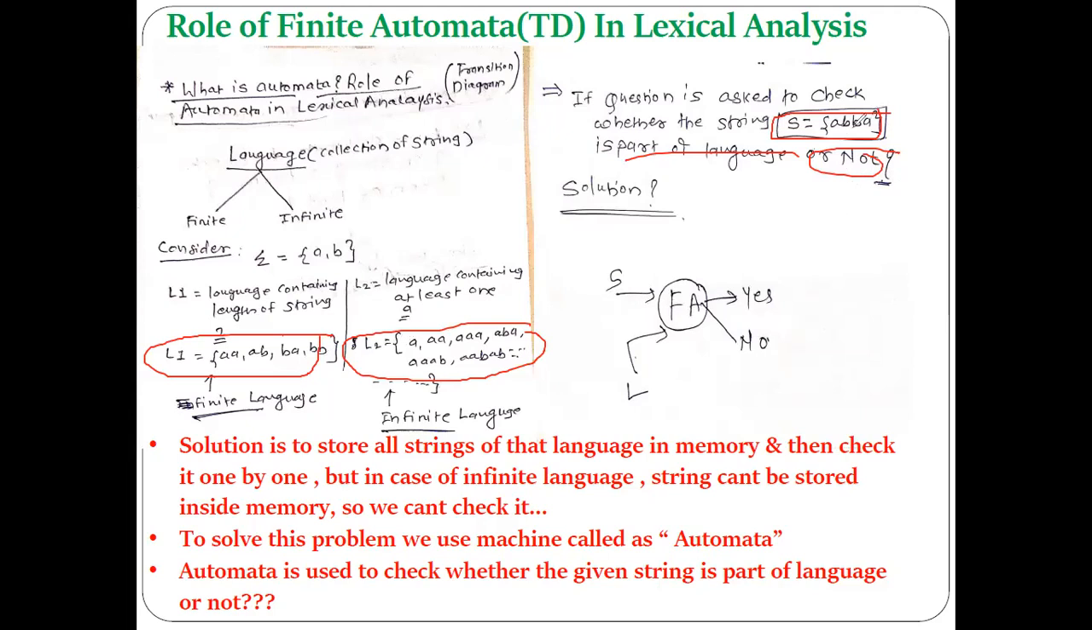Now if you try to check whether the string ABBA is part of this language L1 or not, we can easily see, is there any presence of ABBA here? No. ABBA has a length of 4, but L1 only has strings of length 2. So we can easily give the answer that this particular string S equal to ABBA is not part of the language L1.